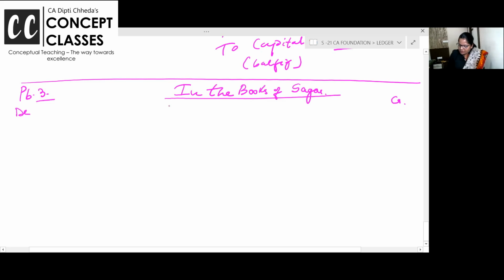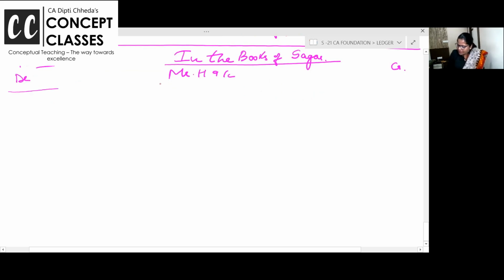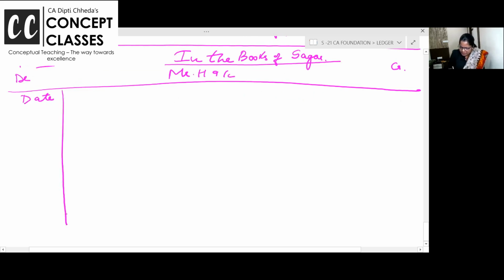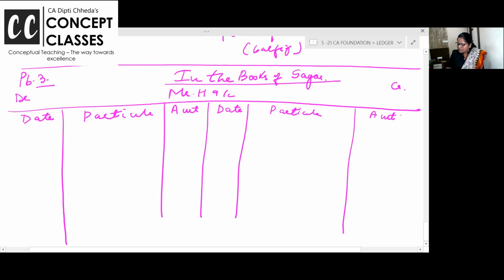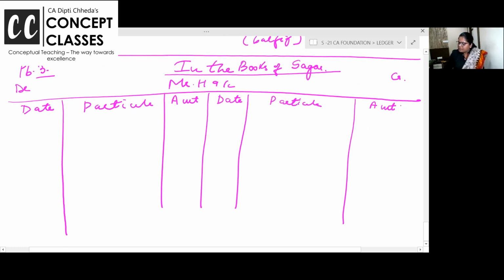Okay? In the books of Sagar, Mr. H's account, T format account. Left hand side debit: date, particulars, amount. Date, particulars, amount. Okay, date, particulars, amount, date, particulars, amount. Let us start.